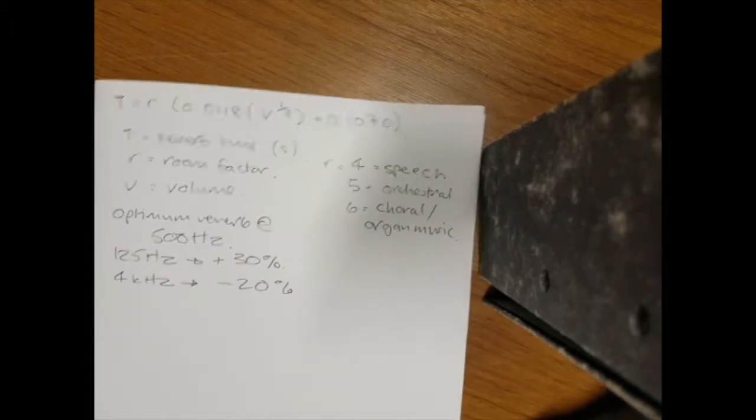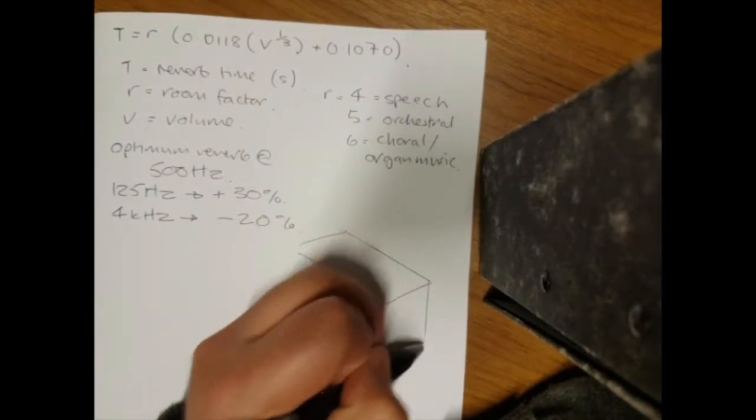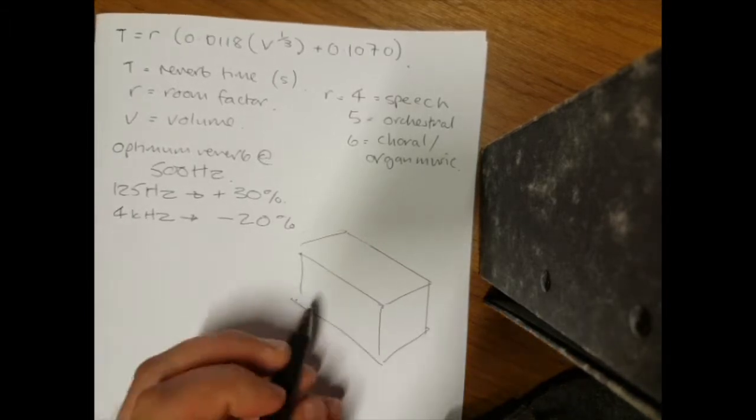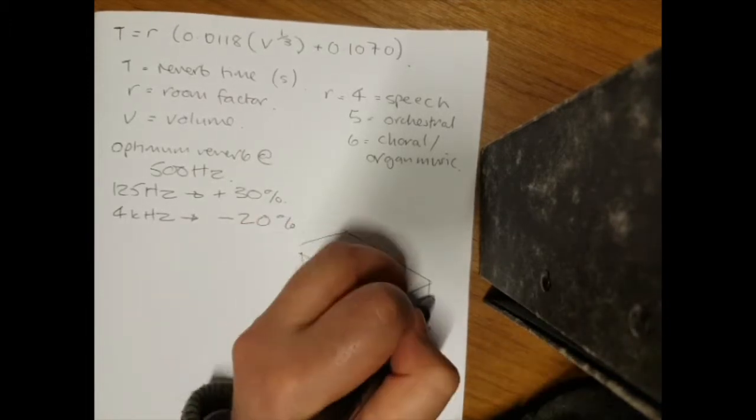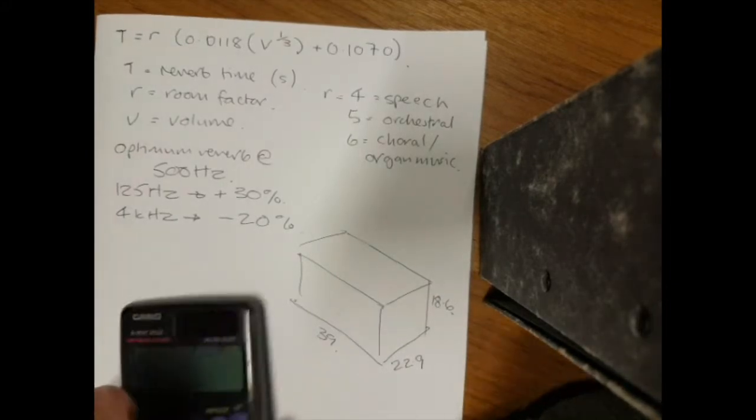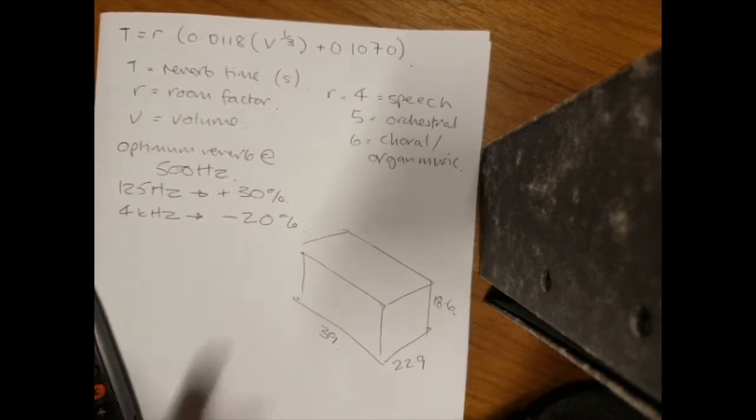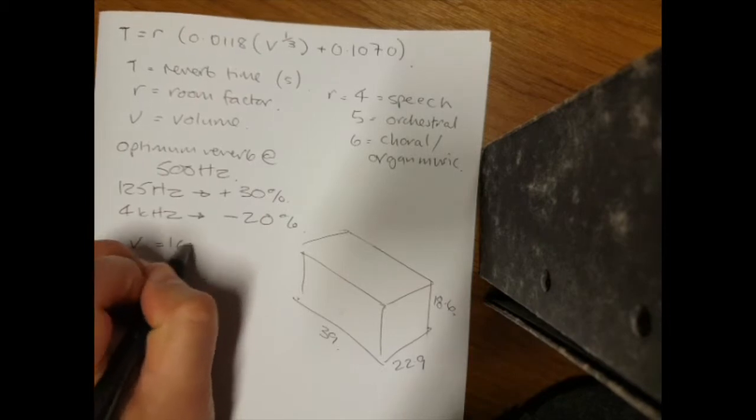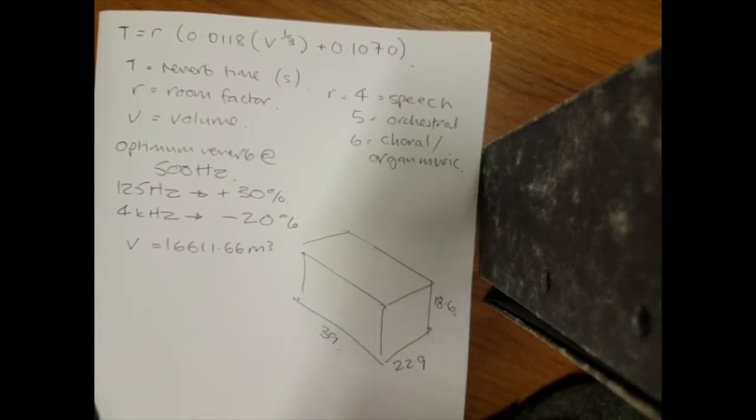Right, so I'm going to do a worked example based on the Boston Symphony Hall. So again, let's do a sketch. It's a shoebox design, and it is 39 meters by 22.9 by 18.6. Okay, so the first thing I'm going to do is work out the volume of that. Okay, so it is 16611.66 and it's cubic meters.